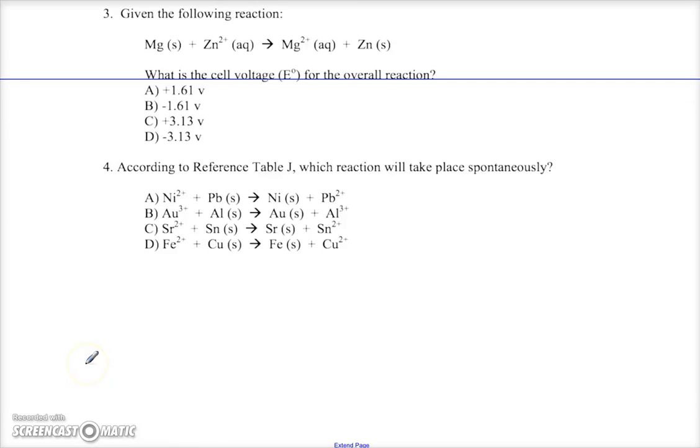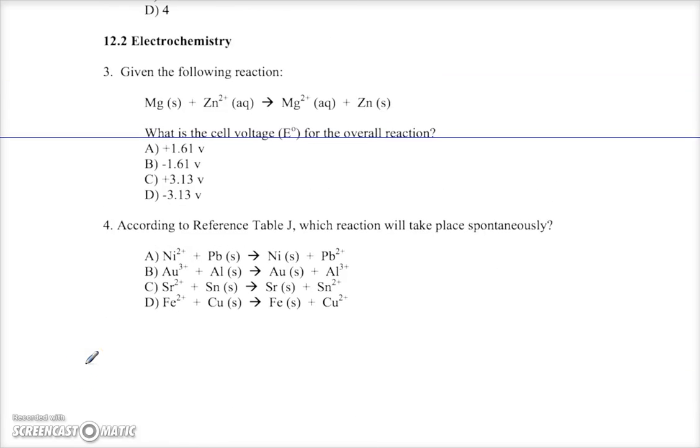12.3, we have 2 problems right here. Given the following reaction, what is the cell voltage for the overall reaction? All right, so what do we have here? This is Mg0, the ions show their charge, and that's Zn0. Okay, so let's take a look at the oxidation half. The oxidation half is Mg0 turning into Mg plus 2 electrons. The reduction half is Zn plus 2 electrons turning into Zn0. So this is the reduction, this is the oxidation.